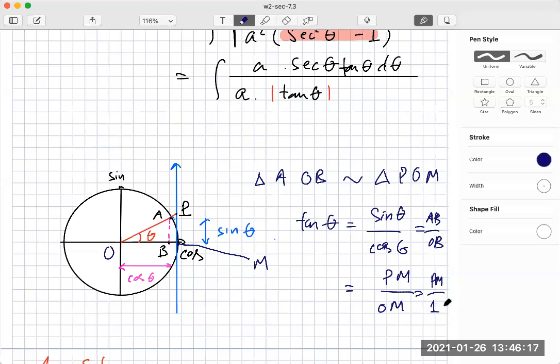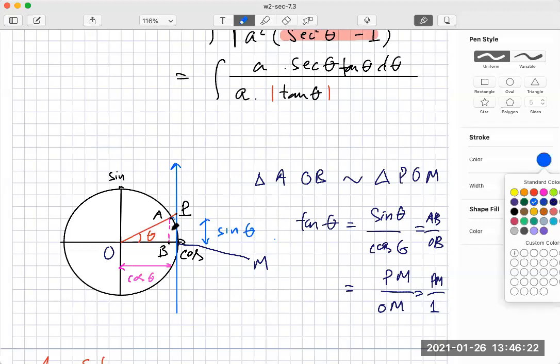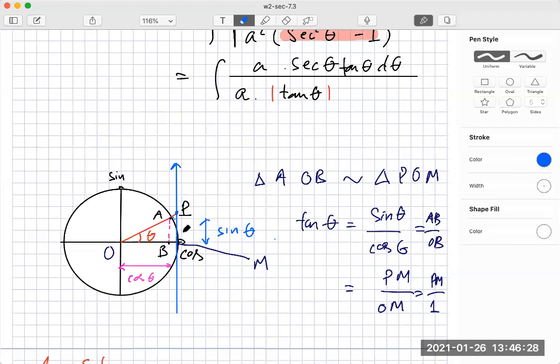So from this, we know that tan theta will be exactly this value, the distance PM, right? So therefore, you can imagine it this way. The tan theta is this axis. For any given angle here, you connect from the center to that angle, and wherever it cuts the tan axis, that is the value of tan. Okay?